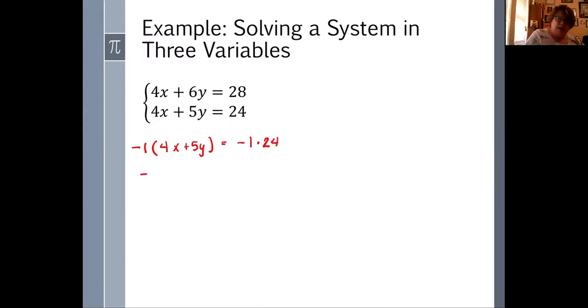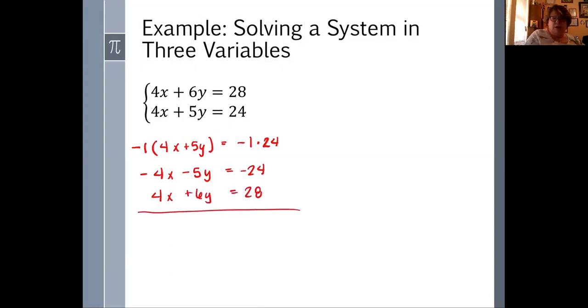When I distribute that -1 across, I get -4x minus 5y equals -24. Then I'm going to add that to the first equation, 4x plus 6y equals 28. When I add those 2 equations together, I get y equals 4. Now that I know what y is, I can back substitute into either one of these equations and find x. So why not just pick the first equation? 4x plus 6y equals 28.